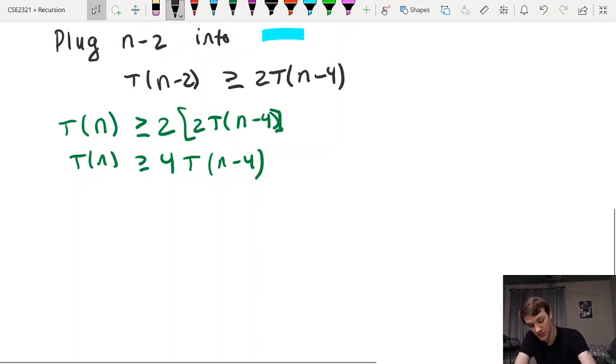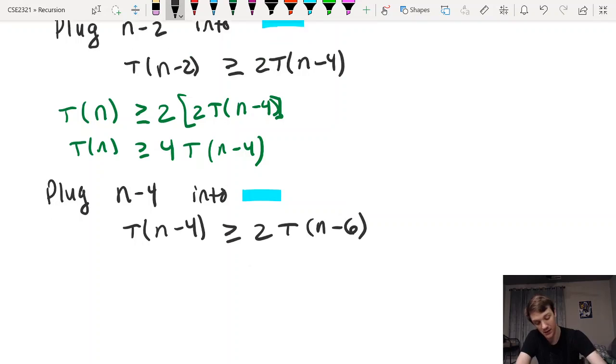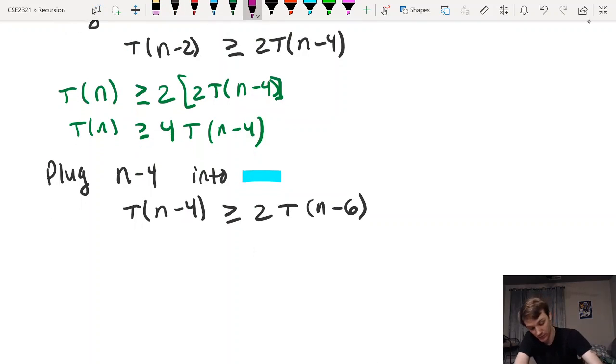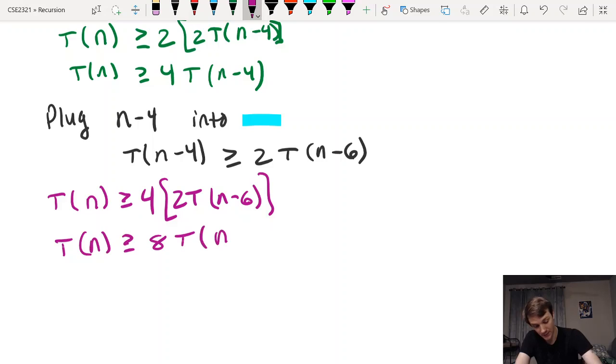We then make another substitution and plug n minus 4 into the blue barred equation. Doing so, we have t of n minus 4 is greater than or equal to 2 t of n minus 4 minus 2, which is n minus 6. Then plug that into the equation that we've written in green, and we have t of n greater than or equal to 4 times 2 t of n minus 6. Distribute the 4, and we have t of n greater than or equal to 8 t of n minus 6. And now we need to only identify a pattern.